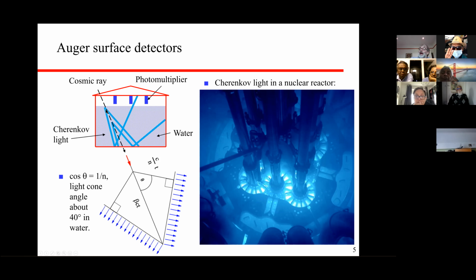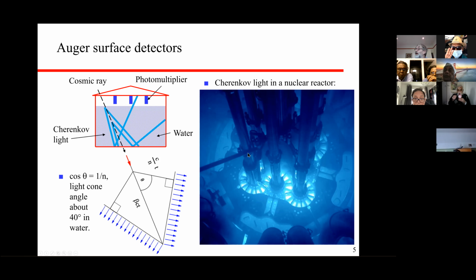The angle that the light is emitted from the cosmic ray track is something like 40 degrees in the case of water, and that's given by how much the light is actually slowed down as it enters water. You've probably seen Cherenkov light before, perhaps without knowing about it, because if you see a film in which there's a nuclear reactor, for example, then you'll typically see the reactor bathed in water and a blue glow surrounding the reactor. And that is the Cherenkov light.